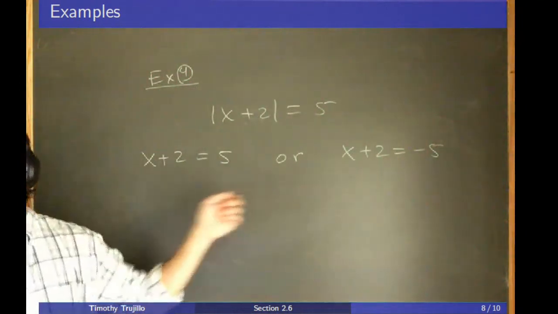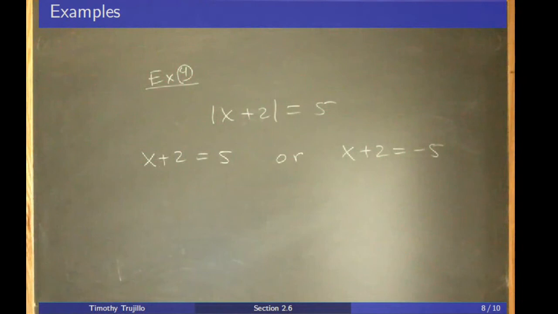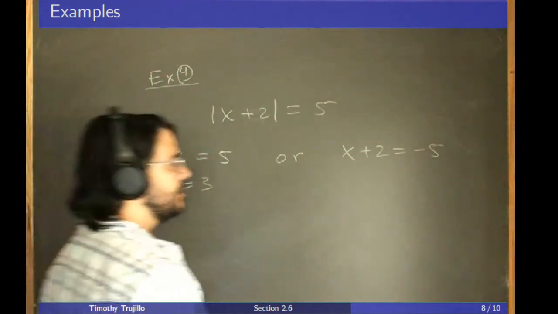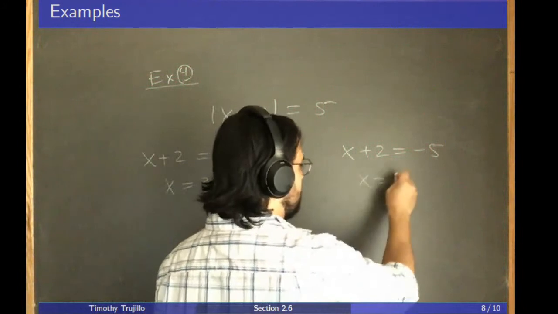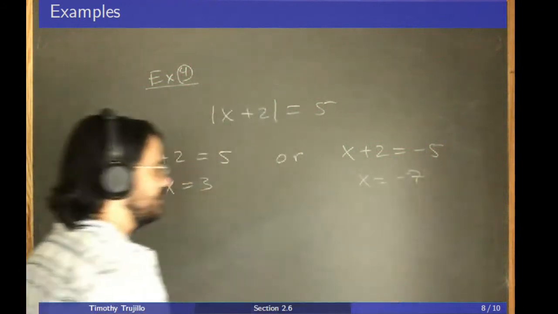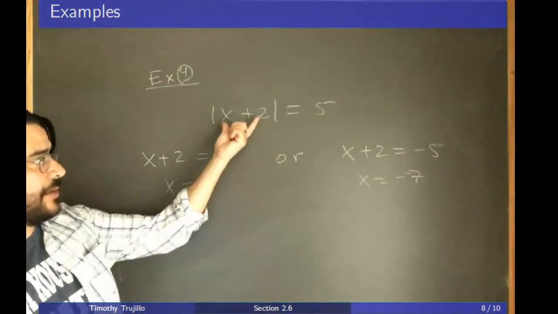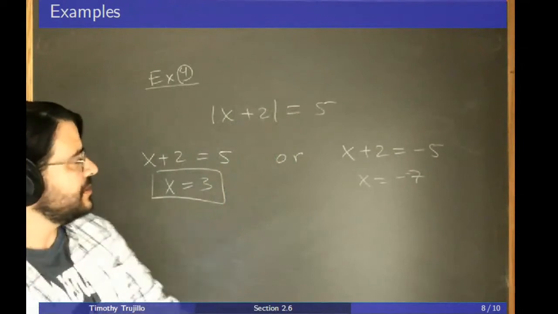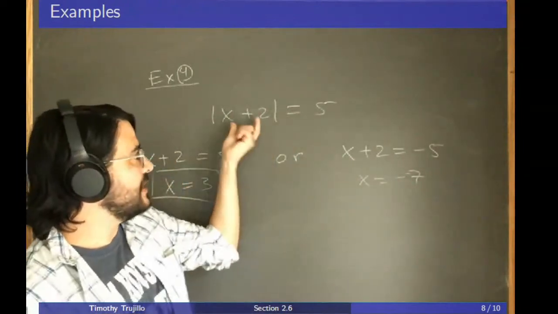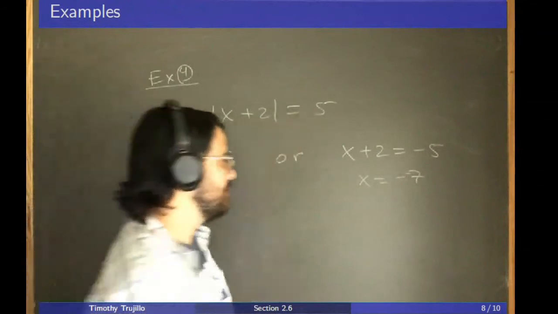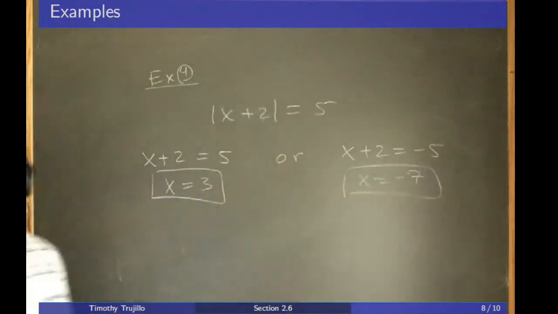So chime in when you get a chance with the two solutions here. What do you get for your solution? Okay, so this one over here, we're subtracting 2 from both sides, so we get x is equal to 3. Here we're subtracting 2 from both sides, so we get x is equal to negative 7. So negative 5 minus 2 is negative 7. And you can always check your answers, right? So here, 3 plus 2 is 5. The absolute value of 5 is 5. So this is good. This one is negative 7 plus 2. Well, that's negative 5. The absolute value of negative 5 is 5. So this one's good as well. Okay? This is an example where you get two solutions.